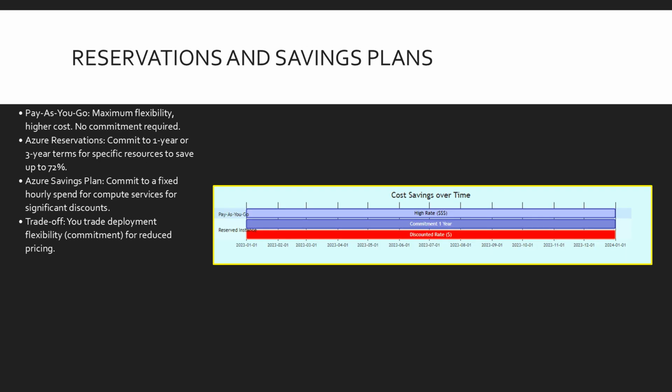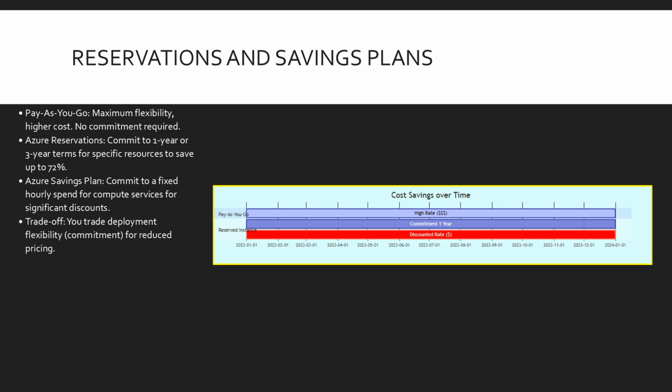While pay-as-you-go offers maximum flexibility, it is the most expensive operational model. To reduce costs, Azure offers reservations and savings plans. By committing to use a specific resource type, like a VM or SQL database, for a 1-year or 3-year term, you can realize savings of up to 72% compared to pay-as-you-go prices. Reservations apply to specific resources, whereas savings plans offer more flexibility by committing to a dollar amount of compute spend per hour across various services. This model rewards predictability with significant cost reductions.